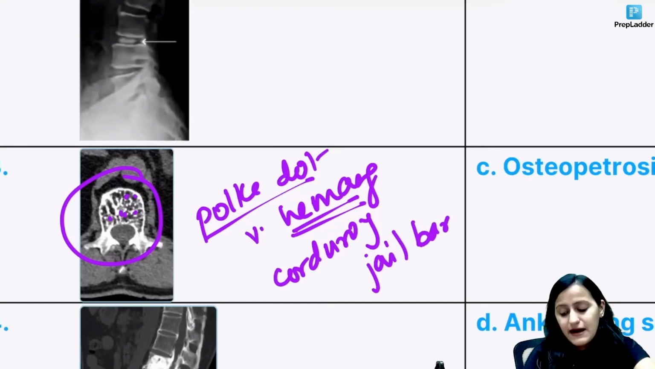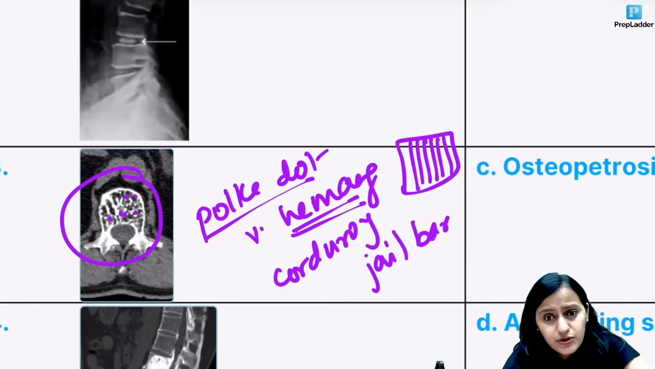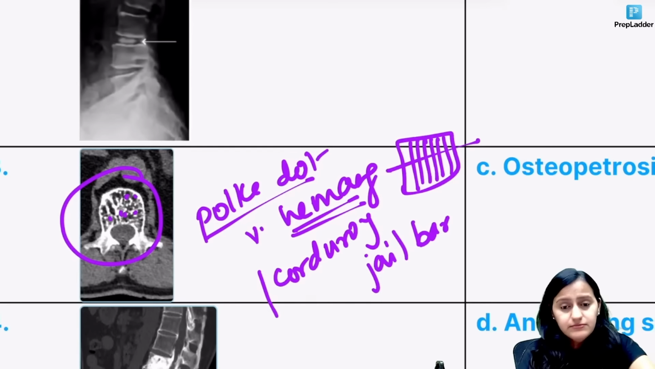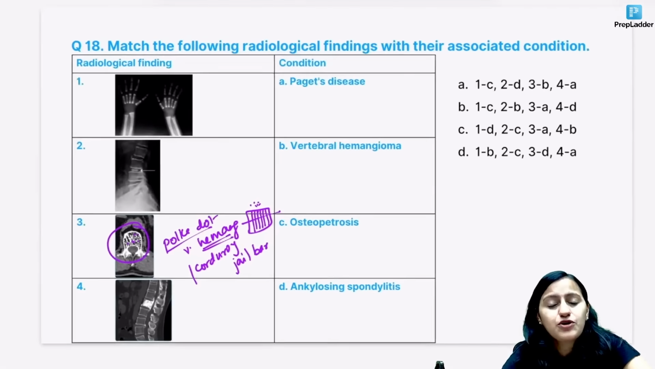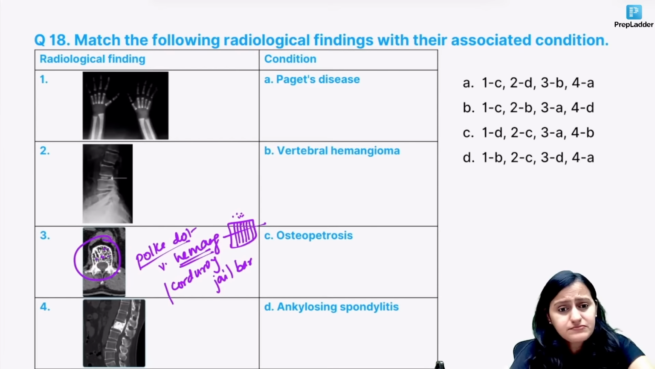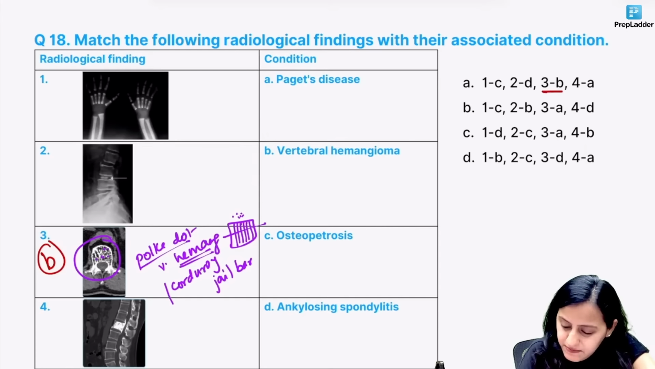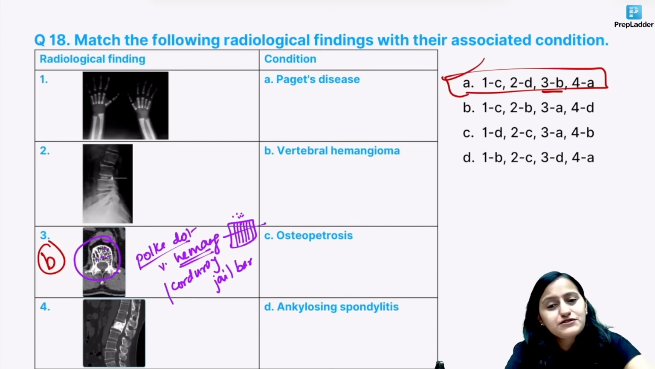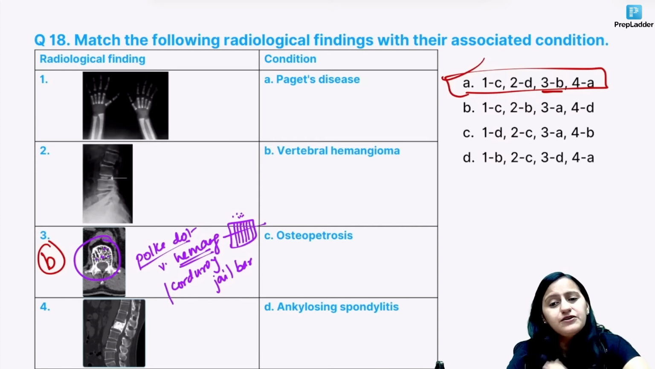Vertebral hemangioma has prominent trabeculations in the bone, so that appears like the jail bar or the corduroy appearance. You take a cross section, the lines appear as dots. So that is the polka dot appearance. Okay, so 3 is going to be B. Where do you have 3B? Only in one option. So your answer becomes option A directly. Match the following are the fastest. So this is your answer here.